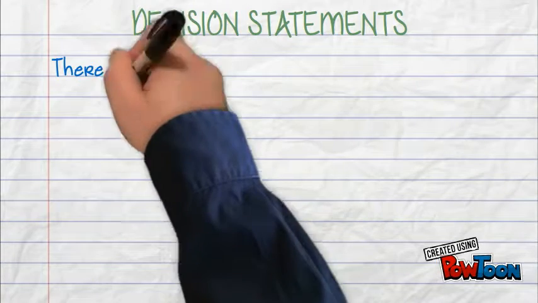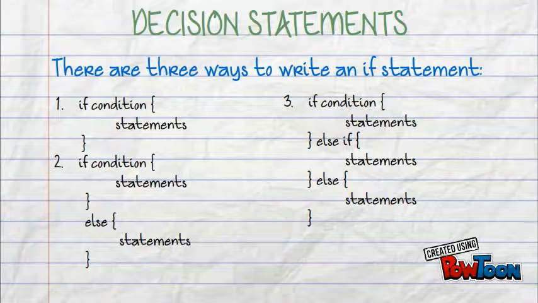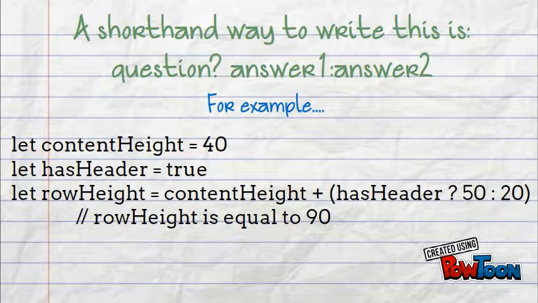Just like Python, Swift uses three structures to write a decision statement: if, if else, and if, else if, and else. Another shorthand way to write an if statement in Swift is the condition, question mark, answer 1, colon, answer 2. For example, content height is 40, and if pass header is true, then the row height is content height plus 50. If pass header is false, then the row height is content height plus 20. Writing a statement like this is the same as writing out an entire if-else block, but is easier and cleaner in the code.